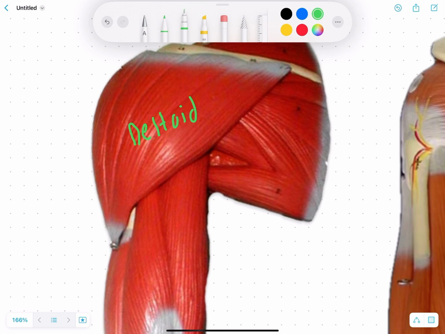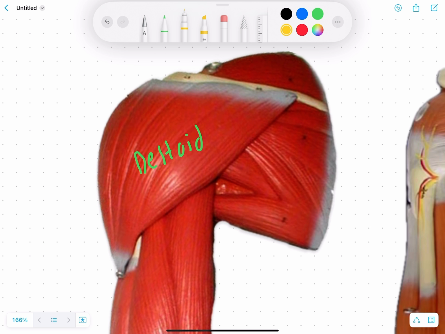And so when we're looking at this muscle, we've got an attachment site right here, specifically on the acromion of the scapula, the scapular spine itself, and then on the anterior side we have the clavicle. And then we have another attachment site down here that's on the deltoid tuberosity of the humerus.